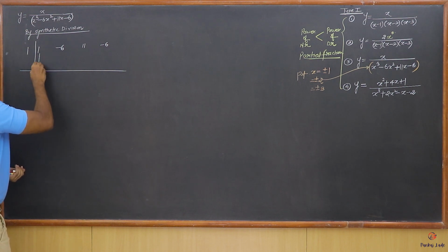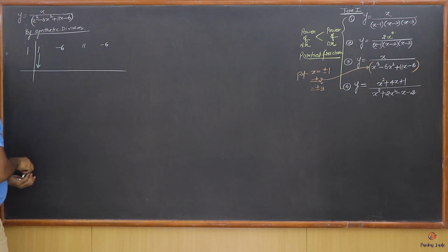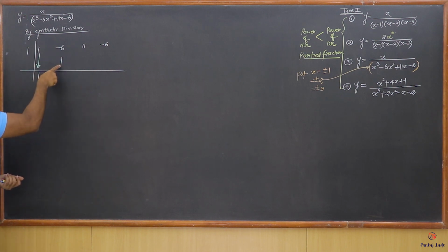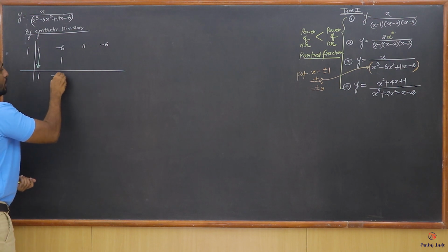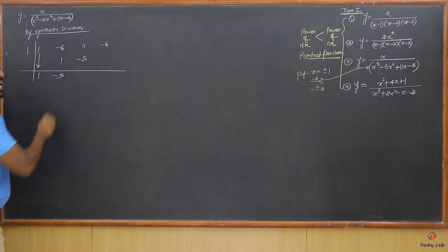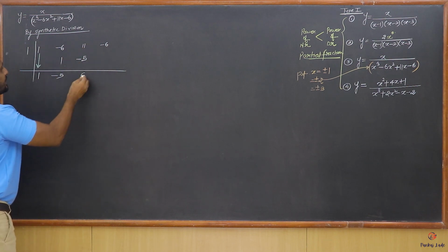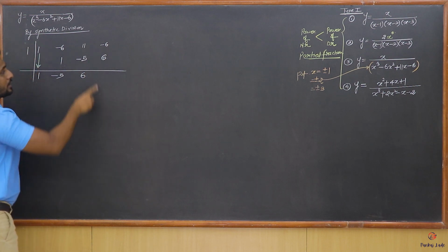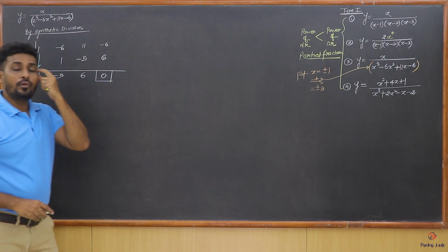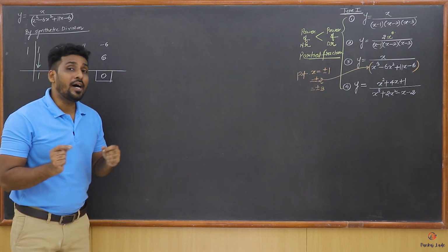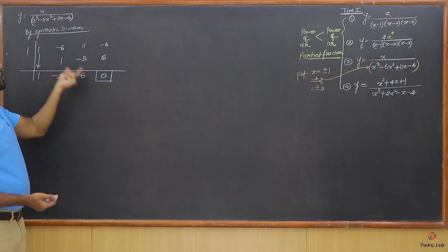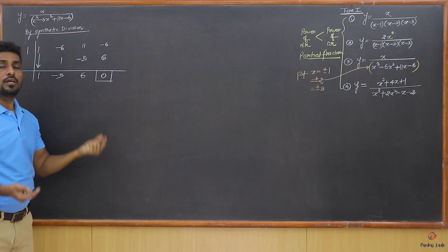Bring the 1 down as it is. This 1 comes down as it is. So 1 into 1, that's 1. Minus 6 and plus 1, that's minus 5. 1 into minus 5, you get minus 5. 11 minus 5, that is 6. 1 into 6, that's 6. Minus 6 and plus 6, the answer is definitely going to come 0. We were already aware that since 1 is a root, it is definitely going to satisfy the expression. So therefore, the remainder over here is definitely going to come 0.